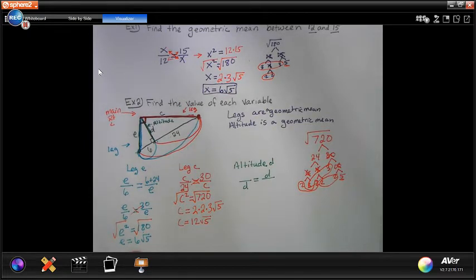So E is 6 radical 5. C is 12 radical 5. It just happens to be twice that. That doesn't always happen. I just kind of made this problem up on the fly, so it's a coincidence that that is twice that. It doesn't always happen.